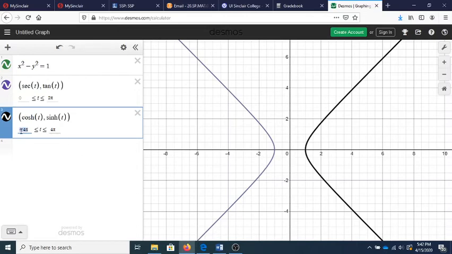Let's go really far. Let's do like negative 100 to 100. I'm still only getting the right branch. Well, so it's working, but it's not really giving me the whole thing. What's the deal here? This is kind of a subtle thing, but here's what the deal is. The deal is hyperbolic cosine.